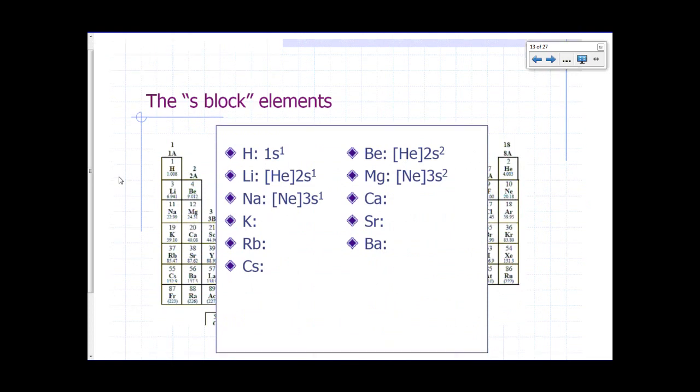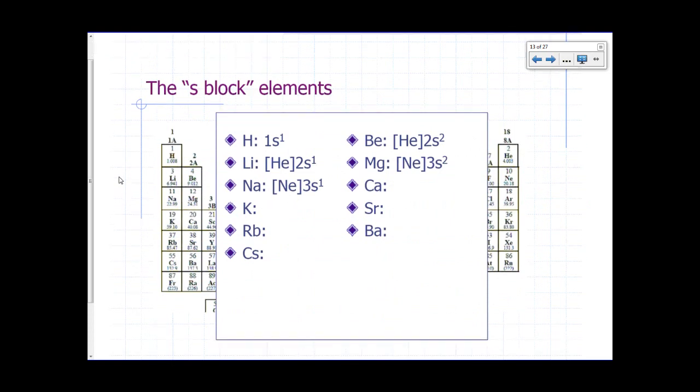Let's take a look at the S-block elements, and let's try to understand why they're called the S-block elements. If you look at hydrogen, the electron configuration is 1s1. Lithium comes after helium. So after helium, the next orbital would be 2s, so 2s1. You can see the valence shell is the second shell.